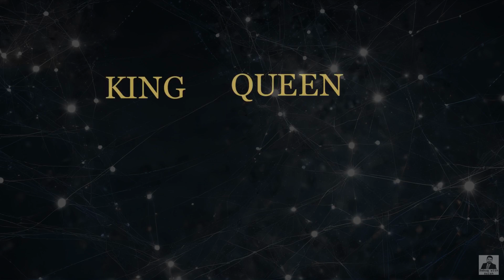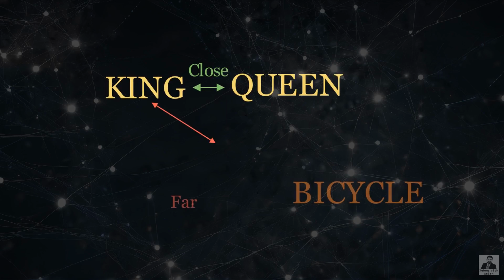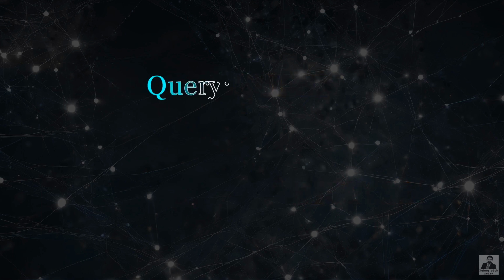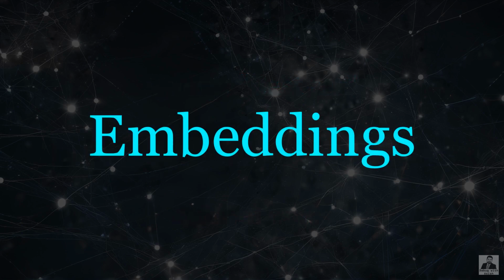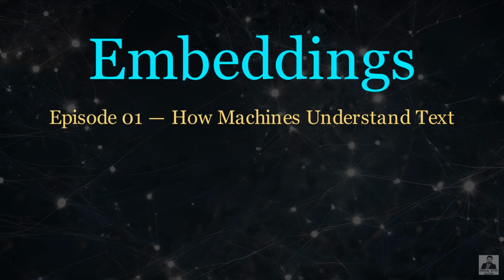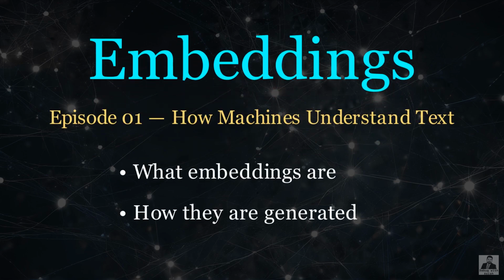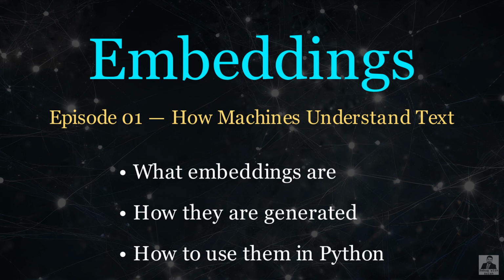How does a language model know that the word king is closer in meaning to queen than it is to bicycle? How does a search engine find documents that match your question even when they share no words in common? The answer is embeddings. In this episode, we go line by line through what embeddings are, how they are generated, and how to use them in Python.